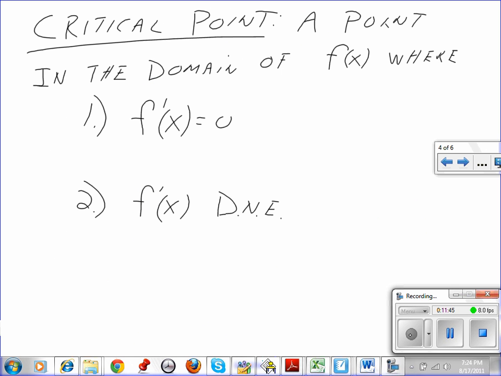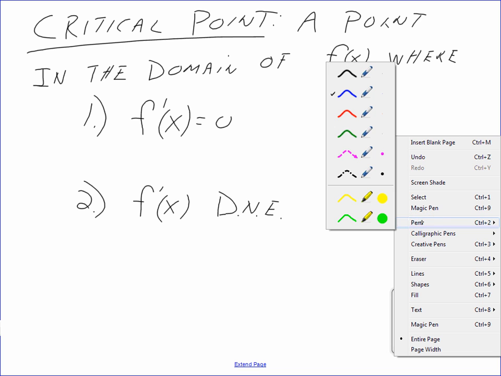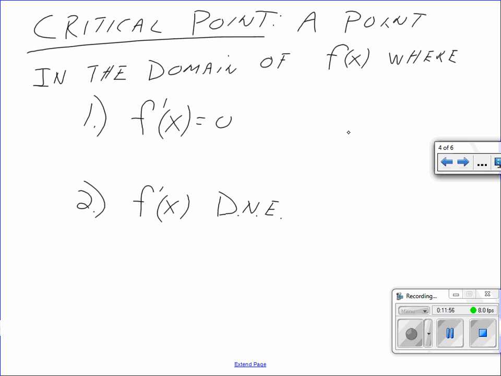Okay, another definition. You'll be asked, find the critical points of a function. Find the critical points. And what would that mean? Well, when we say critical points, we mean a point in the domain of f of x where either the derivative is equal to 0 or the derivative does not exist. Okay, so just to give you a little graphical of this. Well, here's critical points. I could have the derivatives equal to 0 here, and here, and here. Those are critical points. Where doesn't it exist?